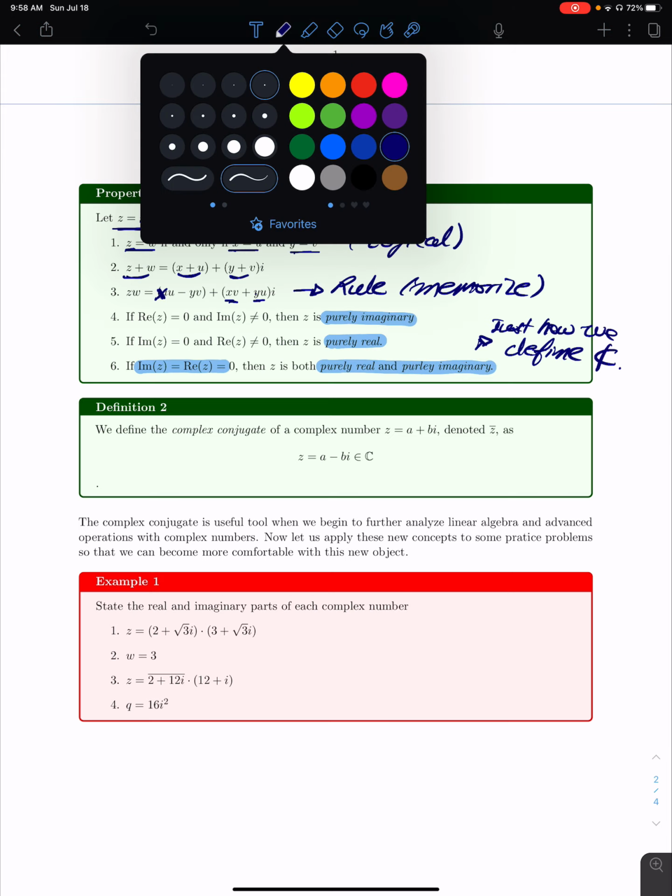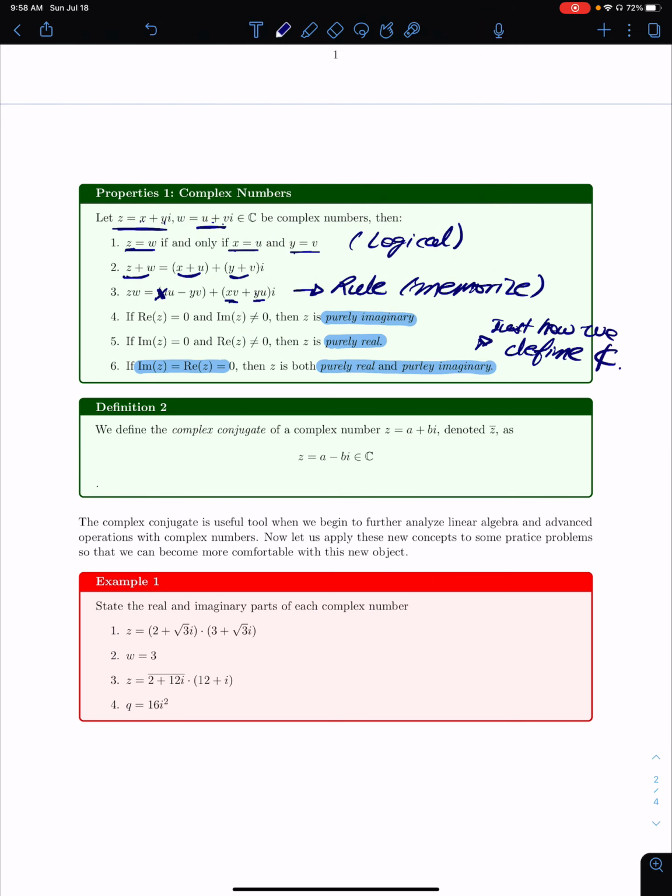Now we move on to another definition. The complex conjugate. It's quite an important operation. The complex conjugate of a complex number z equals a plus bi, we denote it as z with a bar on top of it, and it equals a minus bi. So all that changes here is that the sign of the imaginary part of z flips.